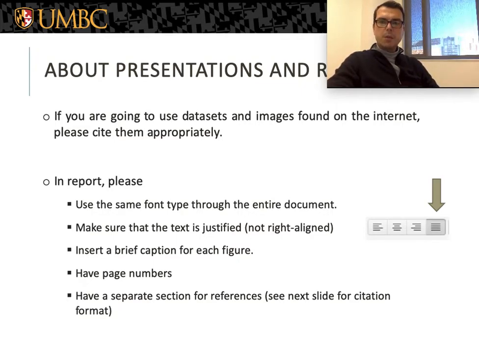If you have a table, that table has to have a caption on top. You should enumerate all the images and also tables. So in the report, you can just mention them: as we show in Figure 1, as it is listed in Table 4, or whatever it is. Page numbers are very useful because when I provide feedback, I say, in the second paragraph of page 4, there's this problem, and so on.